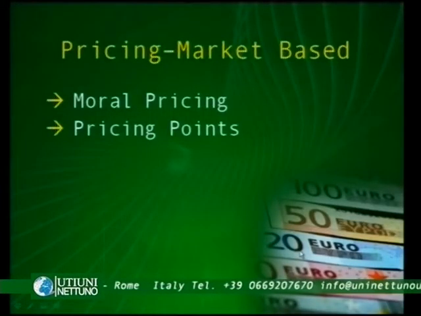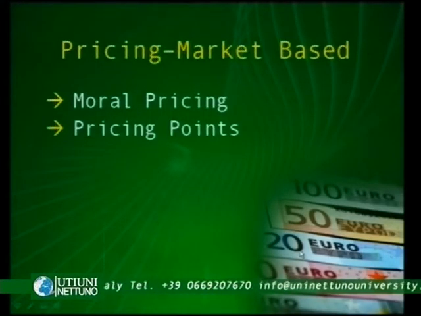The second one then is pricing points. This is where if you go into, say, a store and they're selling something for $9.99 as opposed to $10. The reason for that is because psychologically, oh, it's not even $10, it's great.